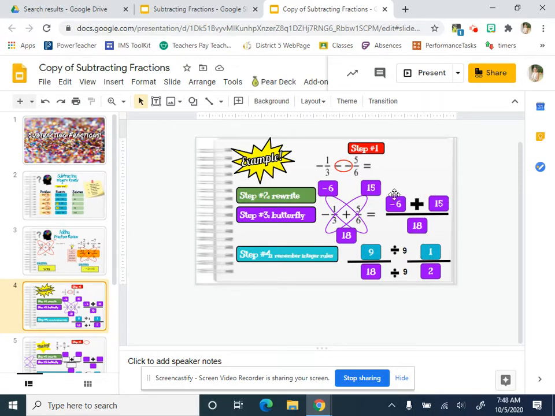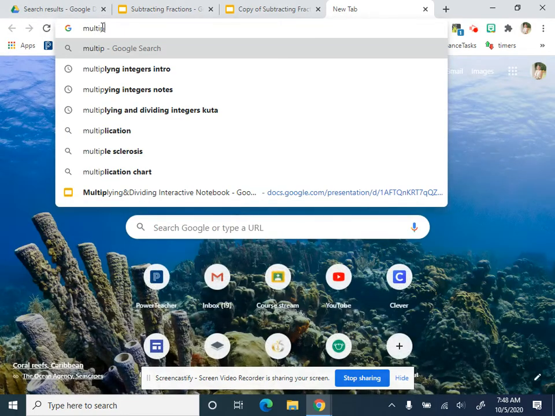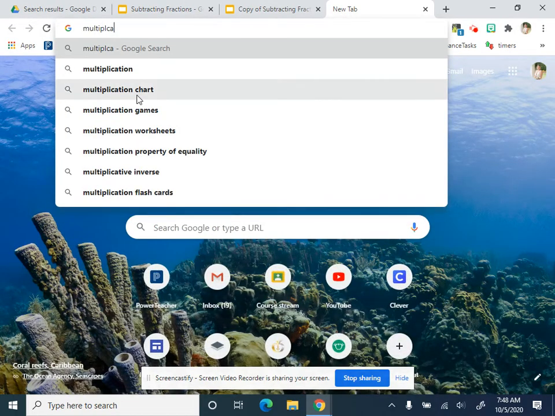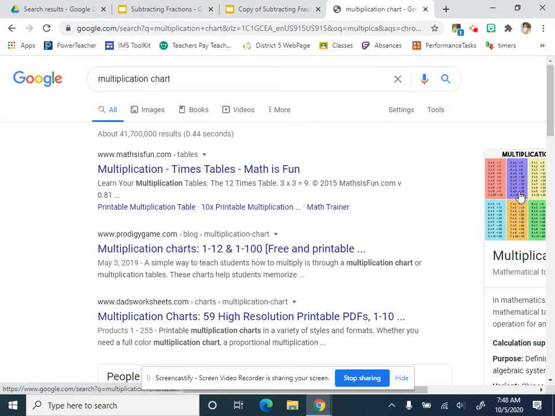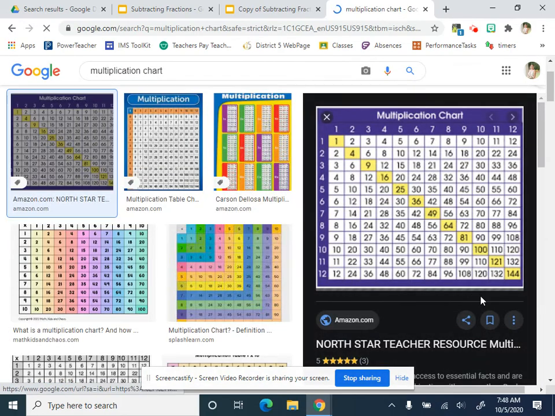Okay? Remember, when they have different signs, what do we do? We subtract, so it gives me 9 over 18. Now, you can simplify this by dividing by 9. If you don't know how to simplify, let me show you. Let's pull up a multiplication chart. Doesn't matter which one you use.